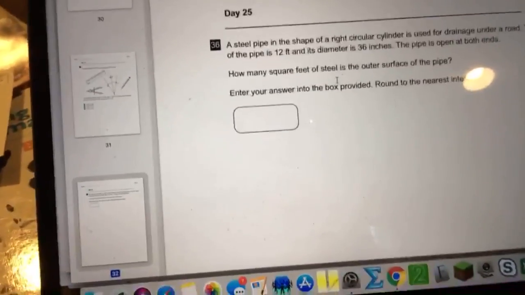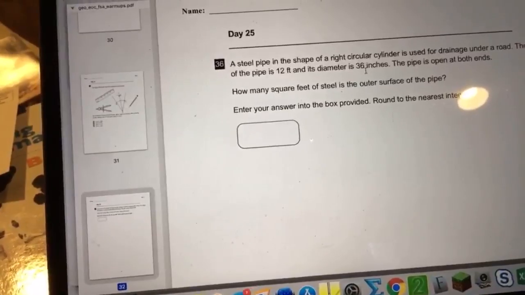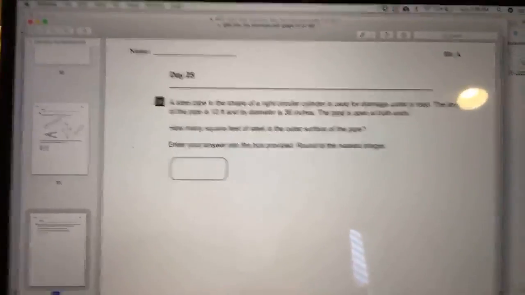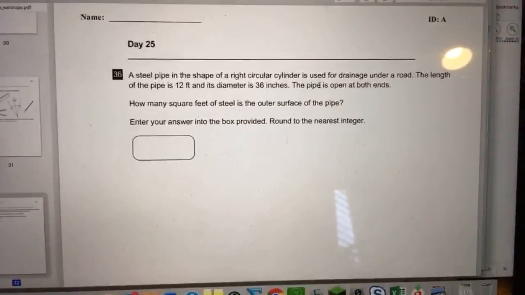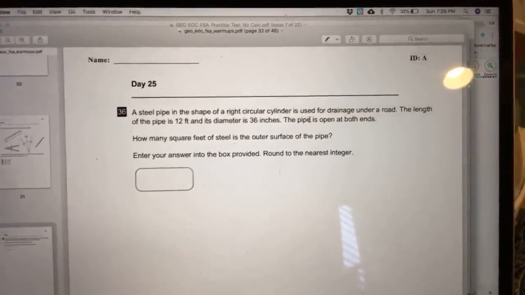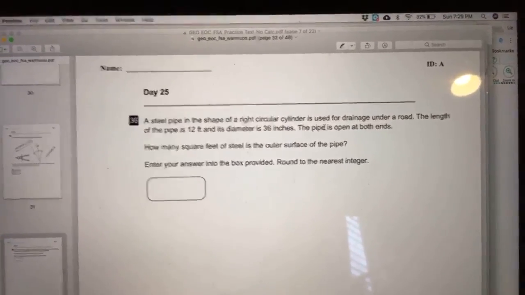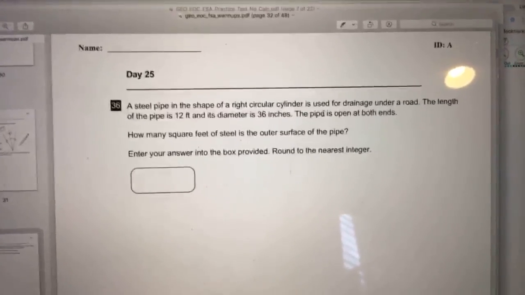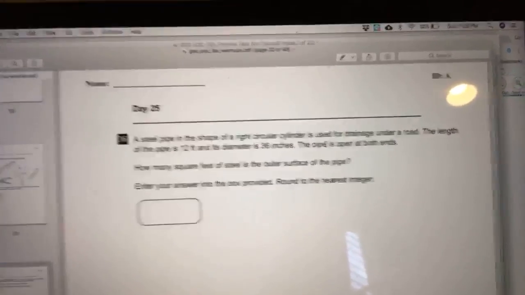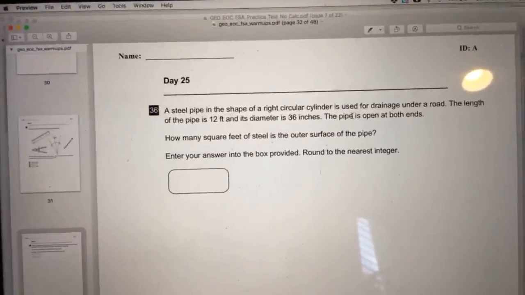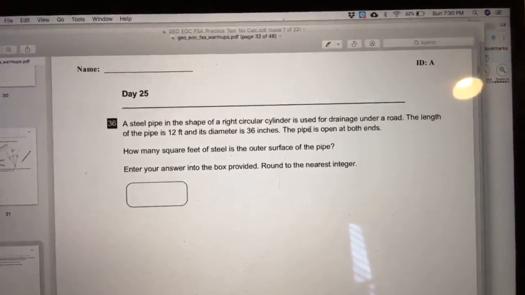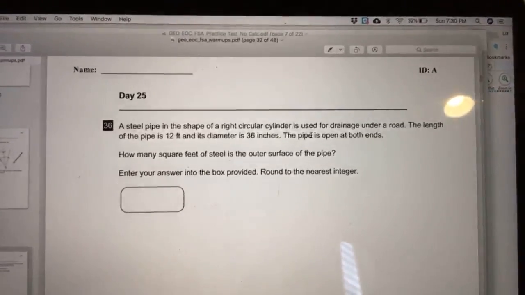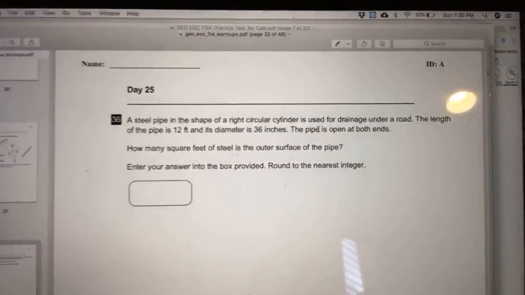All right, a steel pipe in the shape of a right circular cylinder. The length of the pipe is 12 feet, and its diameter is 36 inches. The pipe is open at both ends. Okay, Sharon, here is a key question. Here is an example of that question that you had about surface area and lateral area. It says the pipe is open on both ends. So that tells us that this is only going to be lateral area. There's no ends, so it's going to be just the lateral area.